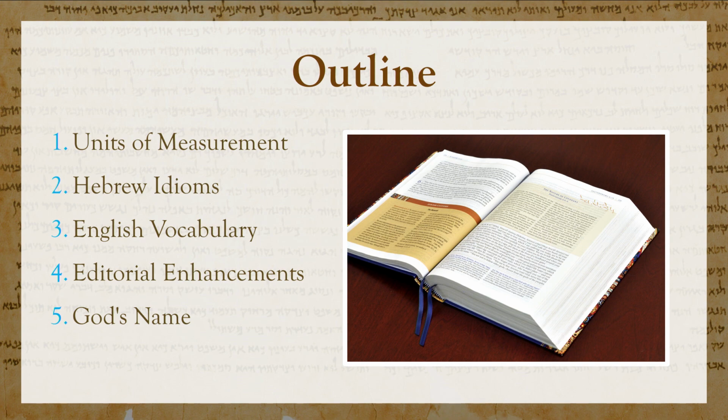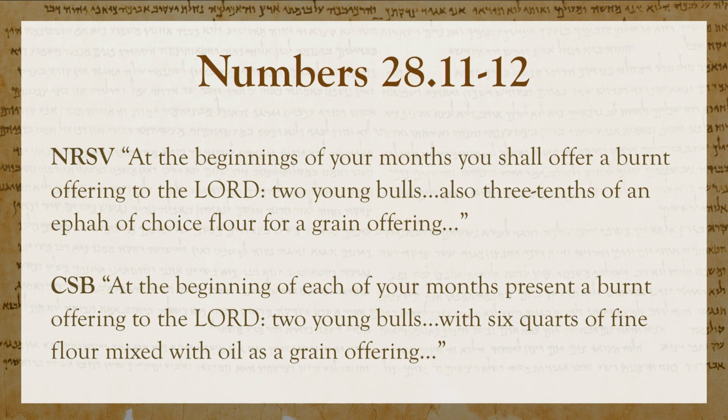So let's look at a verse, Numbers chapter 28, verse 11. The NRSV reads, "At the beginnings of your months you shall offer a burnt offering to the Lord, 2 young bulls, also 3/10 of an ephah of choice flour for a grain offering." Whereas the CSB reads, "At the beginning of each of your months present a burnt offering to the Lord, 2 young bulls with 6 quarts of fine flour, mixed with oil as a grain offering."